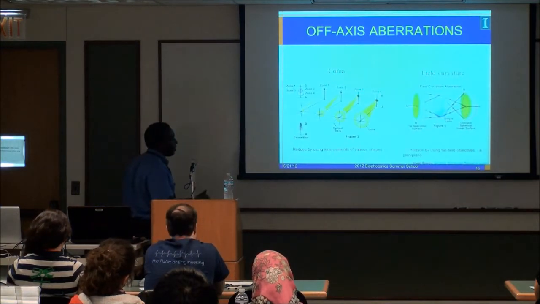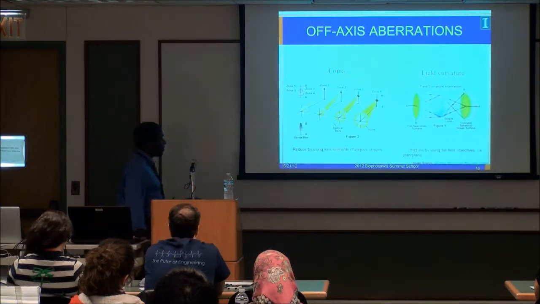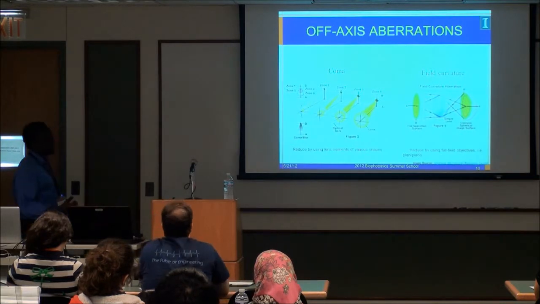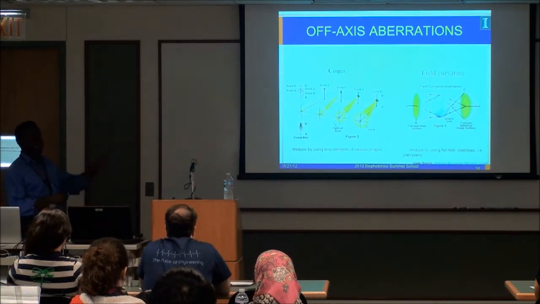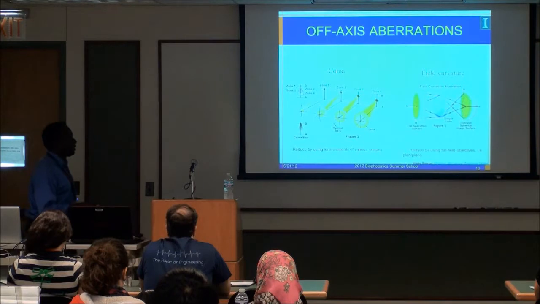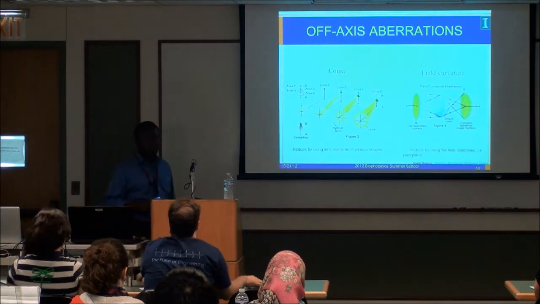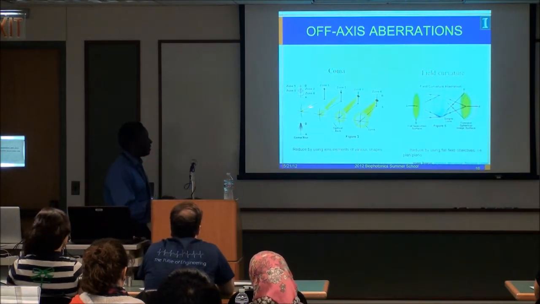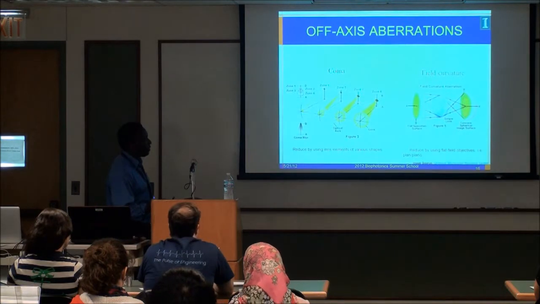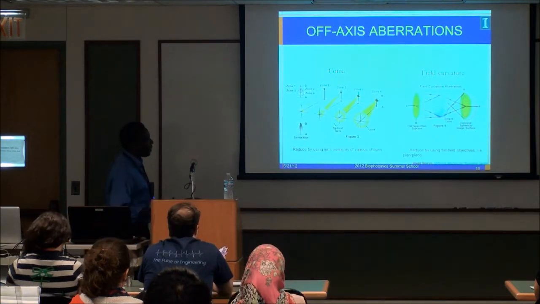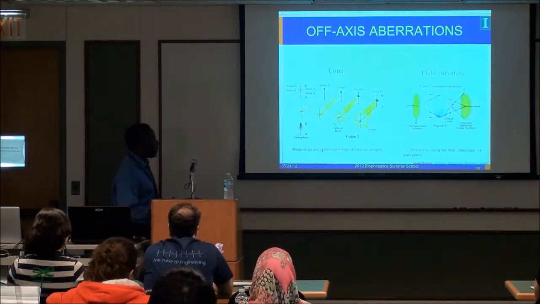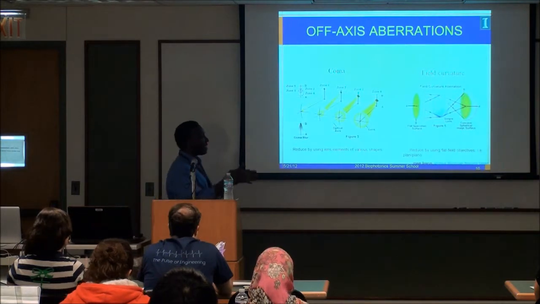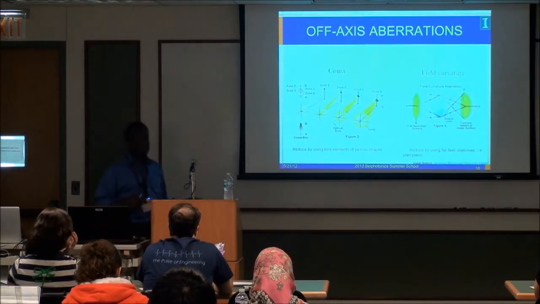So then there's something else called coma. Very exotic name, I guess, but it's supposed to represent something comet-like. So basically, this is associated with off-axis illumination sources. They're going to lead to different magnifications, different positions, as shown here by this cartoon. And you again reduce this by using a cascade of multiple lenses of different shapes.